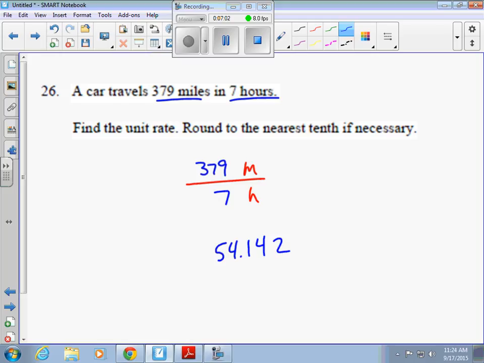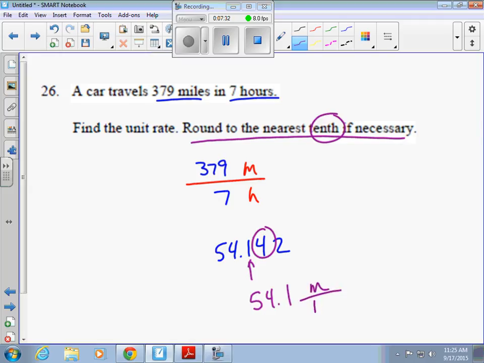But it tells us in the directions to round to the nearest tenth. That means one space after the decimal right here. We don't want to show any decimal places past that. So we have to determine if we want to leave this as 54.1 or round it up to 54.2. This number, being not 5 or greater, tells us that we're going to leave it at 54.1 miles per hour.